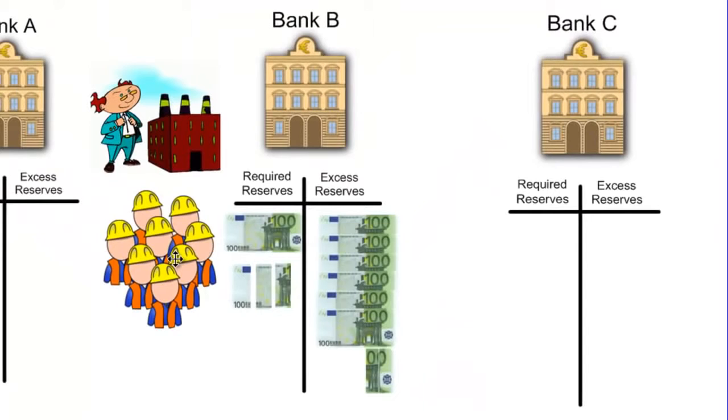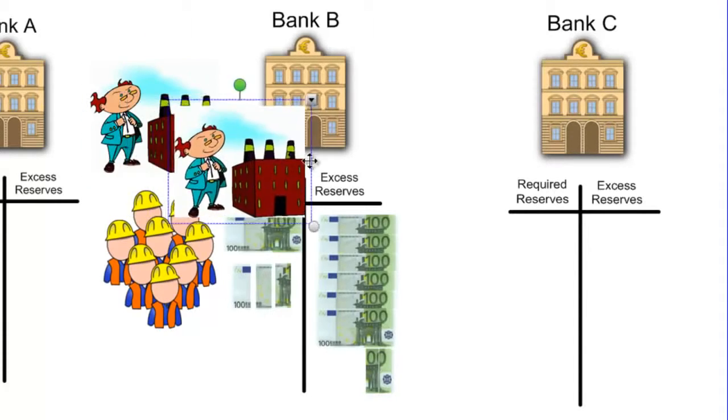What is Bank B going to do with its 640 euros of excess reserves? Of course, it wants to loan this money out so that it can charge interest to borrowers and earn a profit by paying its savers a slightly lower interest rate. The availability of excess reserves in Bank B attracts new borrowers.